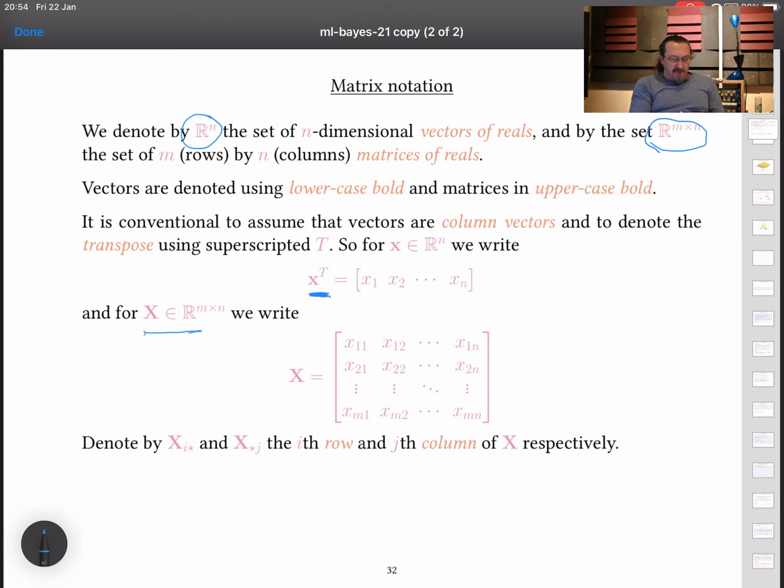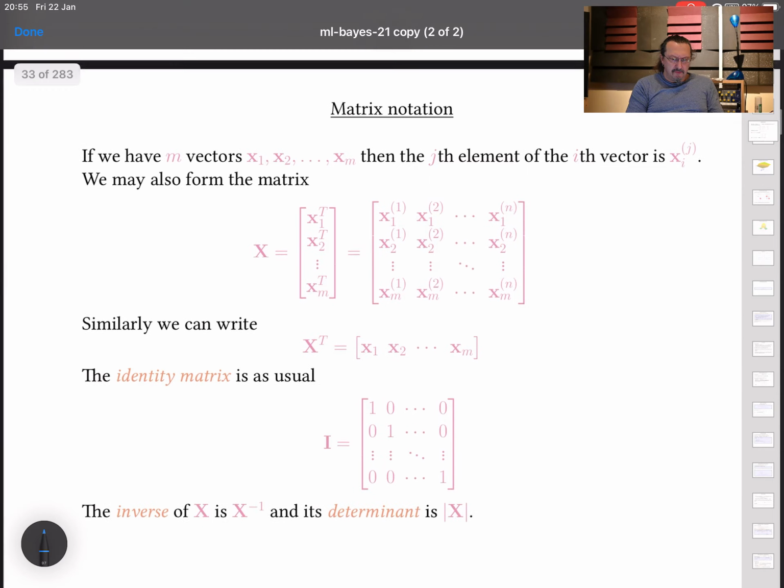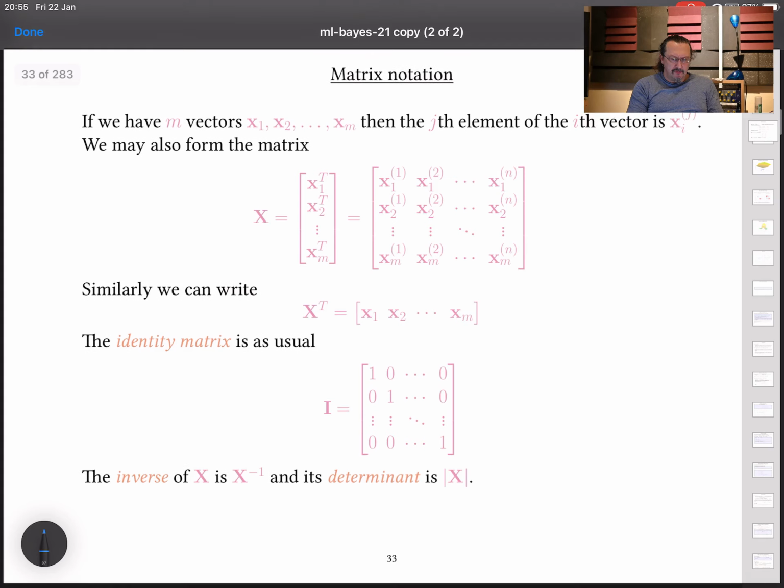For a matrix that's m by n, we can write it in terms of its elements, just like this. There should be nothing new here for you. This is all really just harking back to NST maths. But I may use this star notation to denote a specific row or a specific column. I'm not going to use that very much, but occasionally it comes in useful for picking out a specific row or column of a matrix. If I've got m vectors, then the jth element of the ith vector is denoted like this.